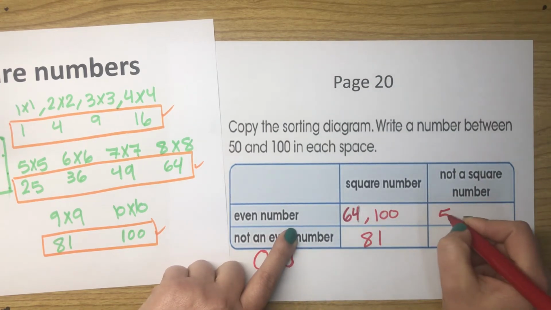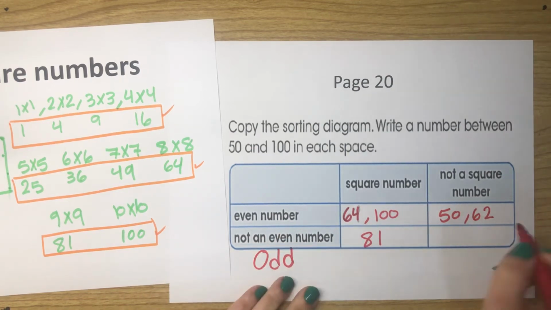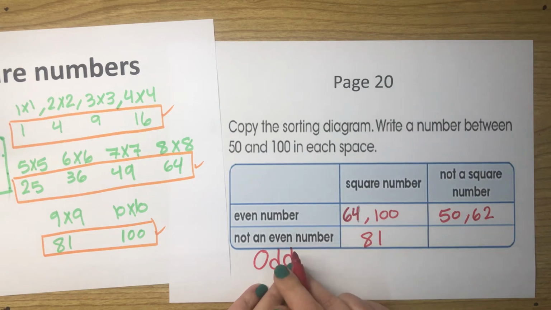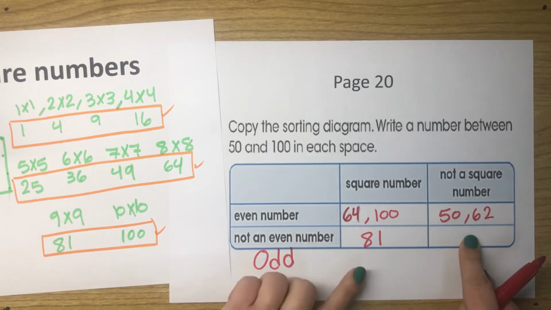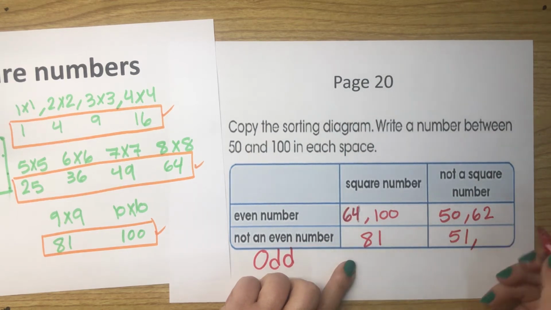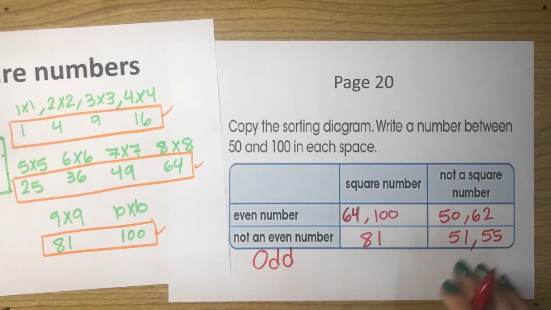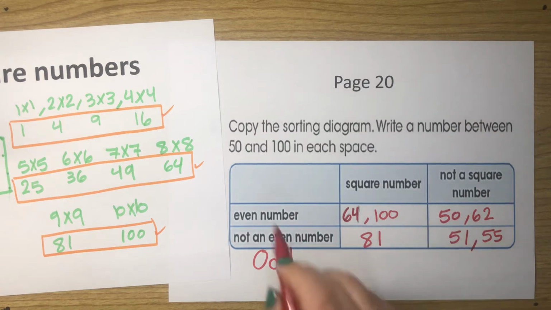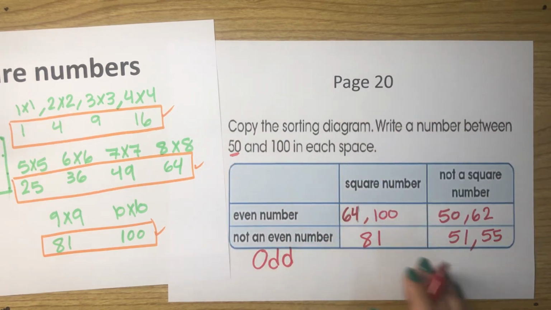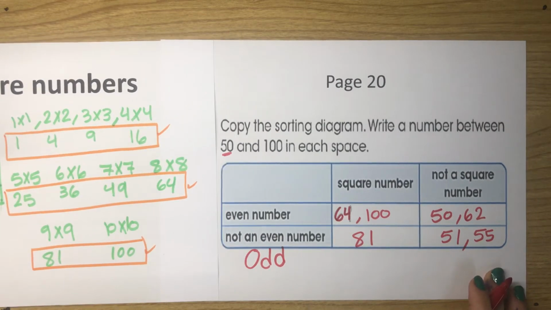Let's take 50 itself. Somebody can say 62. Both of them are correct. Not an even number, an odd number, and not a square. I'm going to take 51. Somebody says 55. Answers may vary here, okay? You can pick or choose anything you want. Okay, guys? But it must be above 50. Okay, guys? Done? Let's move.